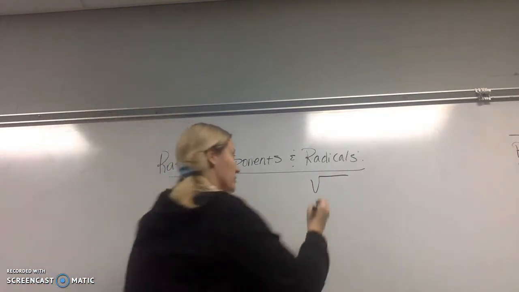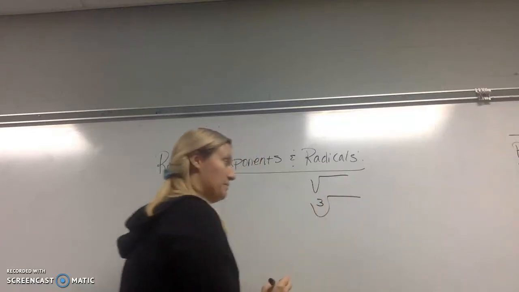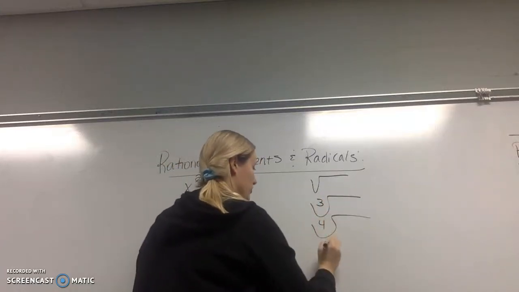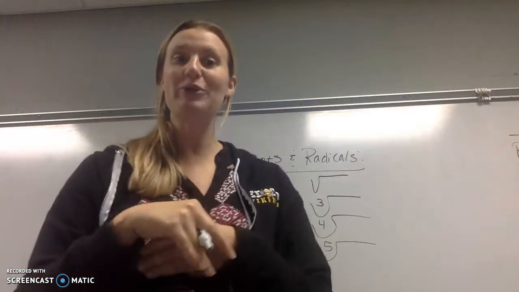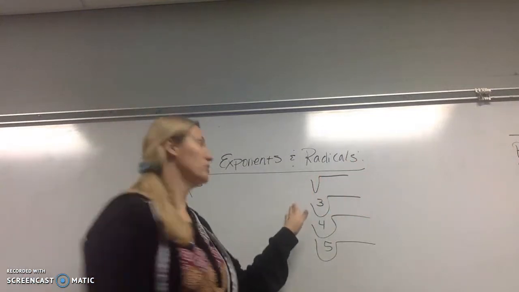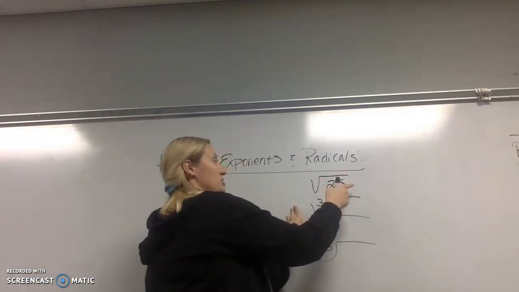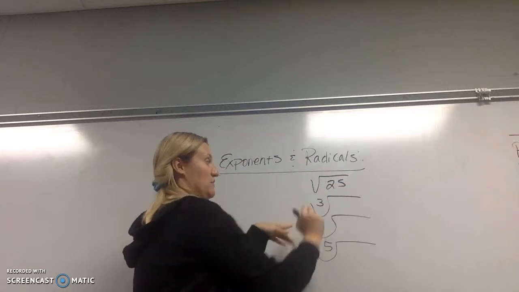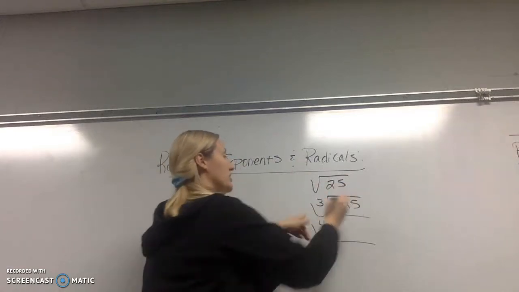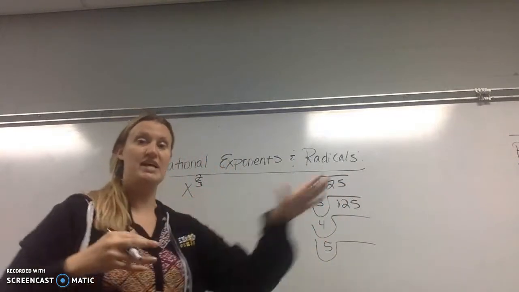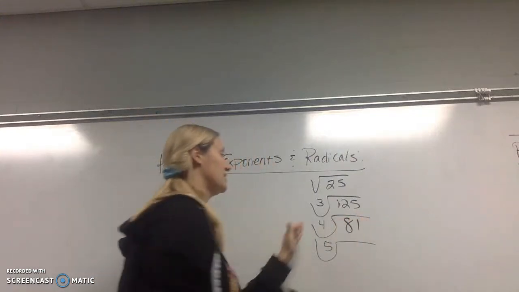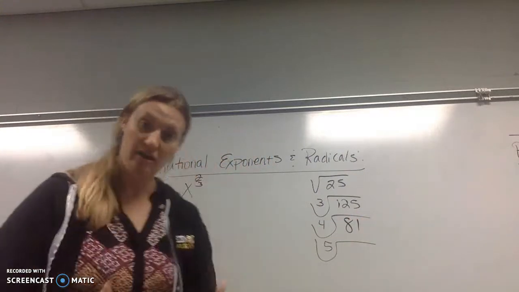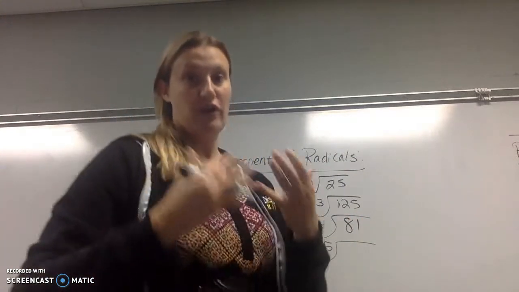Back in 8th grade, we talked about cube roots, okay? You can have a 4th root. You can have a 5th root. Okay, you can have up to 100th root if you really wanted to. So remember, a square root is what number times itself 2 times will give me 25. A cube root is what number times itself 3 times gives me 125. A 4th root, what number times itself 4 times gives me 81, so on and so forth.